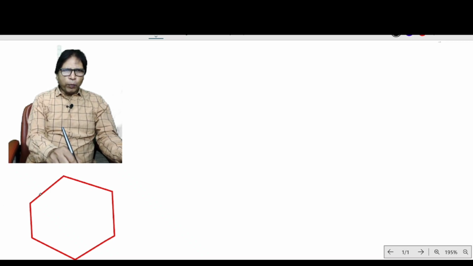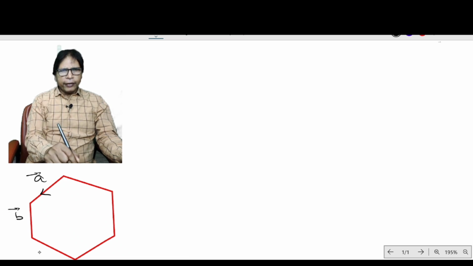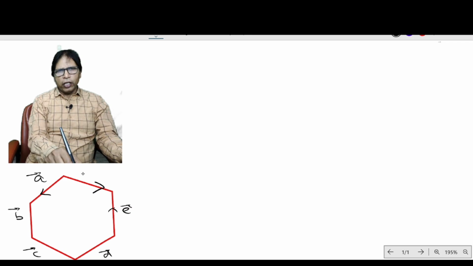Next, look at this. This is a polygon. This side represents vector A, this side represents vector B, this side represents vector C, this side represents vector D, this side represents vector E. So the resultant of these vectors is represented by the remaining side of the polygon taken in reverse order. So this is the R vector.